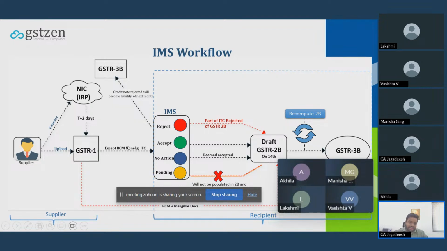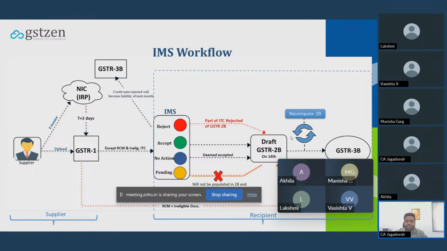So all those ITC which are ineligible due to place of supply difference, those invoices will not travel to the IMS. Even in the GSTR 2B, it will go and sit in the ineligible bucket. And based on your action in the IMS, your draft GSTR 2B will be generated on the 14th.